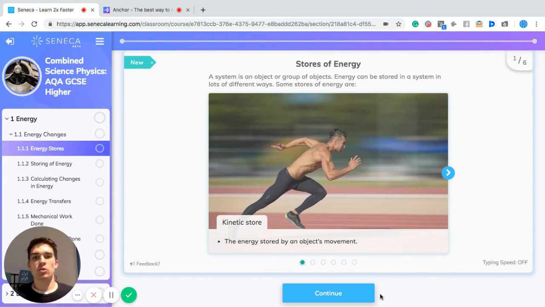In this episode, we're going to talk about energy stores. Now, a system is an object or group of objects, and energy can be stored in a system in lots of different ways. Some stores of energy are, firstly, kinetic energy. That is the energy stored by an object's movement.